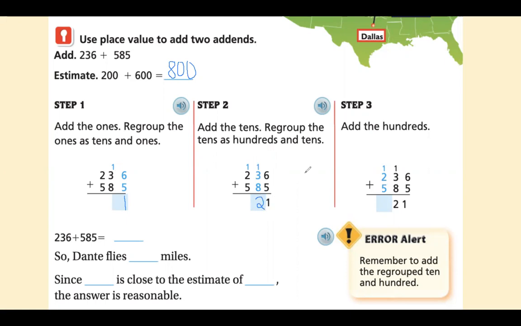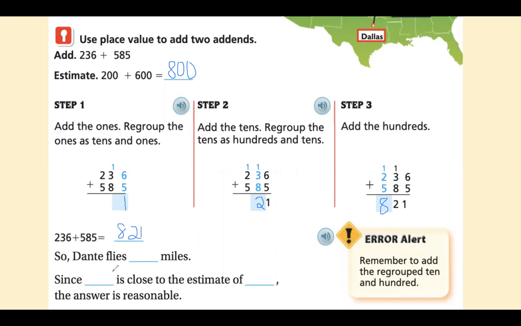And so then our step 3 is adding the hundreds. So 5 plus 2 equals 7. 7 plus 1 equals 8. So our answer is 821. So 236 plus 585 is 821.